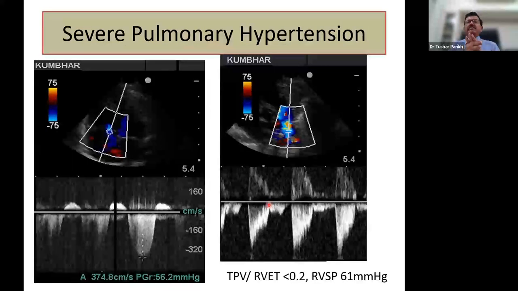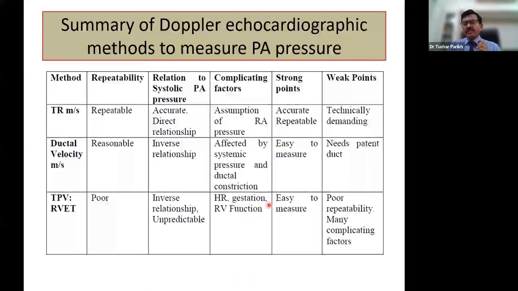So these are the three main methods that we use in our practice to decide whether the child has pulmonary hypertension. There are advantages and disadvantages of each one of them. If you look at the tricuspid regurgitation method, it is repeatable, it is accurate, there is a direct relationship, but we assume the pressure in the right atrium, that it will be somewhere around 5 to 10. What if the right atrial pressure itself is very high? Then you will get an erroneous reading. The strong points are that it's accurate, repeatable, and inter-observer variability is less. One can say it is technically demanding, but with practice you will be able to do this.